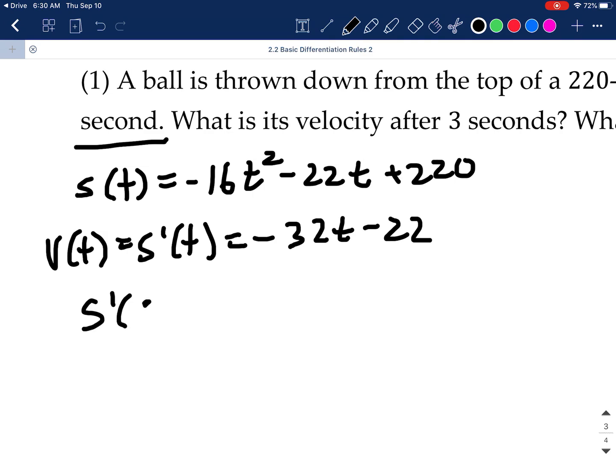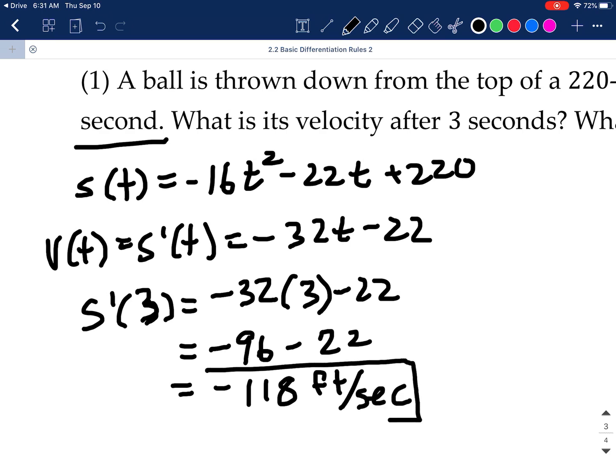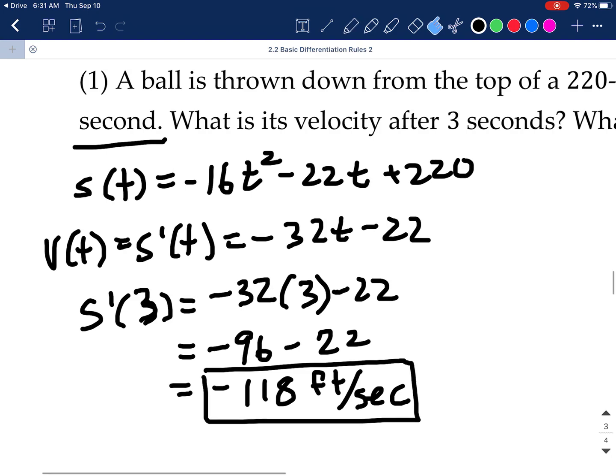So then s prime of 3 is going to equal negative 32 times 3 minus 22. So that is negative 96 minus 22. So I believe that is negative 118. And note feet per second. Be sure to indicate units of measure. All right, so that's the first part.